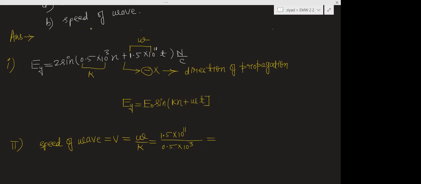Five threes are 15, and this is 11 minus 3, 8. So 3 into 10 to the power 8 meter per second.